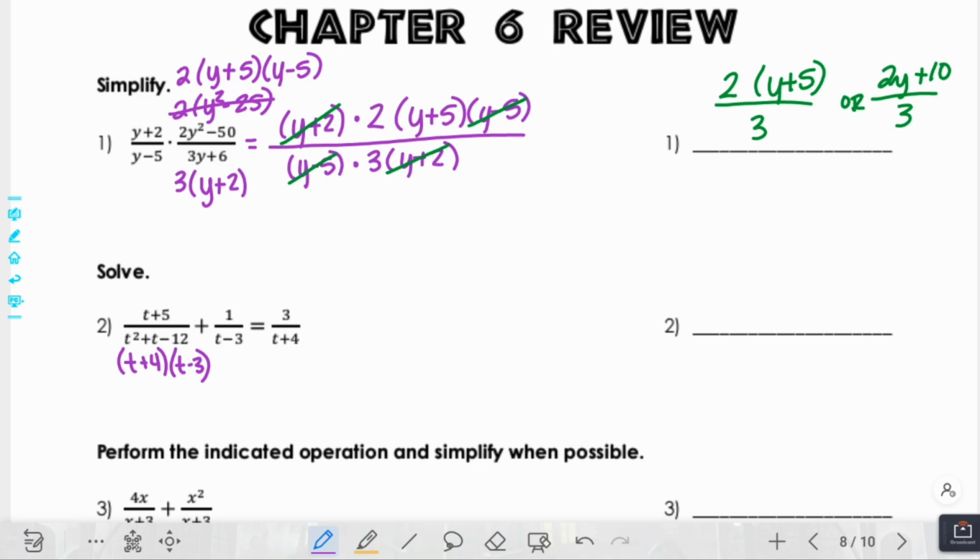So what we're going to do is multiply each individual fraction, so every single term on both sides of the equal sign, by our common denominator because we're trying to get rid of the fractions in our denominators. So start by multiplying everything by t plus 4, t minus 3. And I know that's a lot of writing and it looks like a lot of work, but I promise you, writing this out is going to make this make a little more sense when you have to simplify and get down to your basic terms.